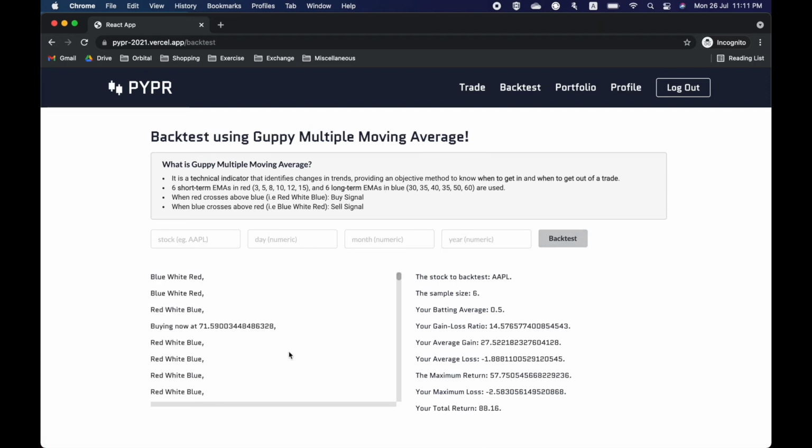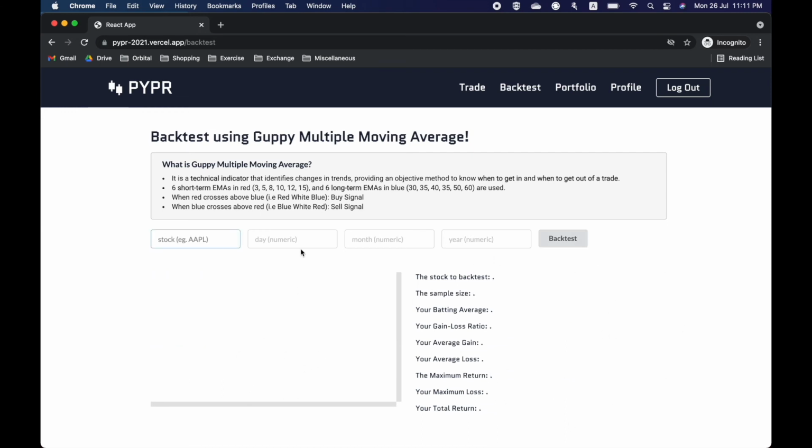The left shows all the buy and sell signals the algorithm detects, and you'll perform the trade at the most optimal time, it seems. The final stats is on the right. And of course, all this will change with different input of stock and date.